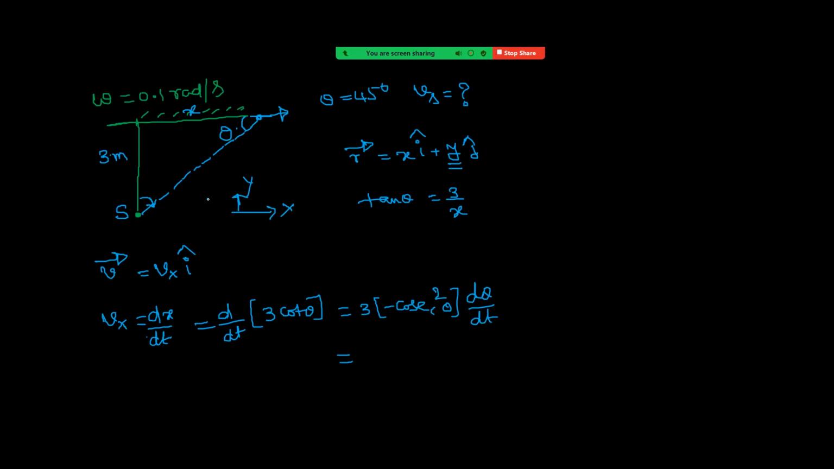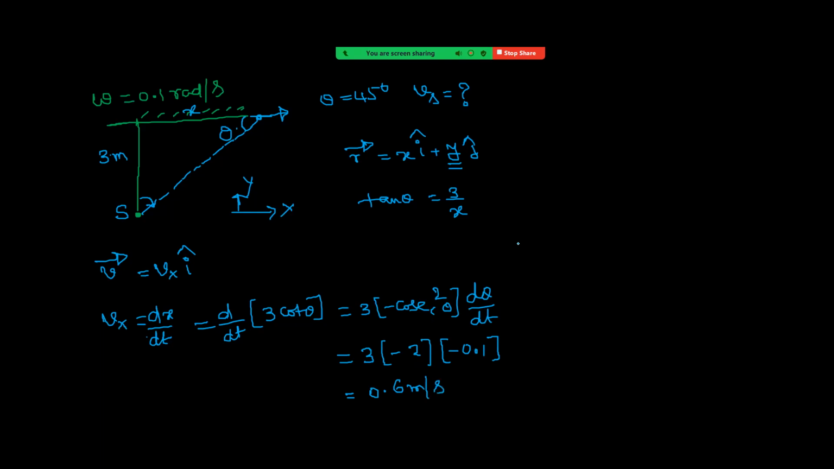Okay. And if you observe, when it is rotating clockwise, this angle decreases. This angle decreasing means d theta by dt itself is negative. So negative of negative is positive. So this is now 3 times minus cosecant square theta. Since the angle is 45, it is 2. In the place of d theta by dt, minus 0.1. It is very important because theta is decreasing. Minus minus plus, we get 0.6 meter per second.